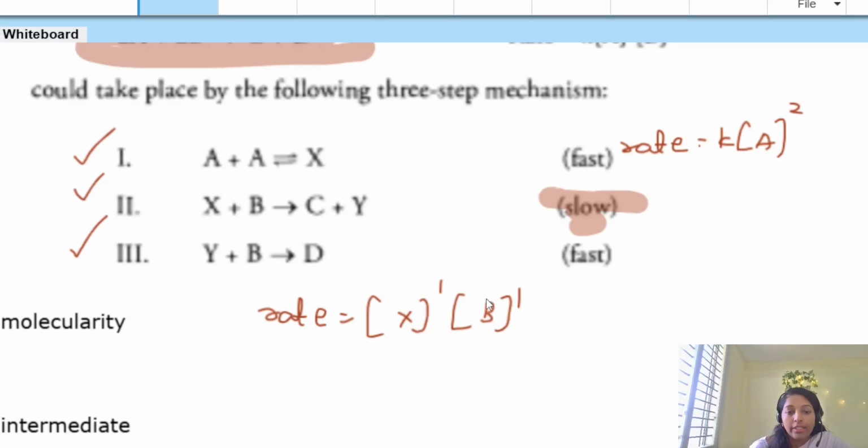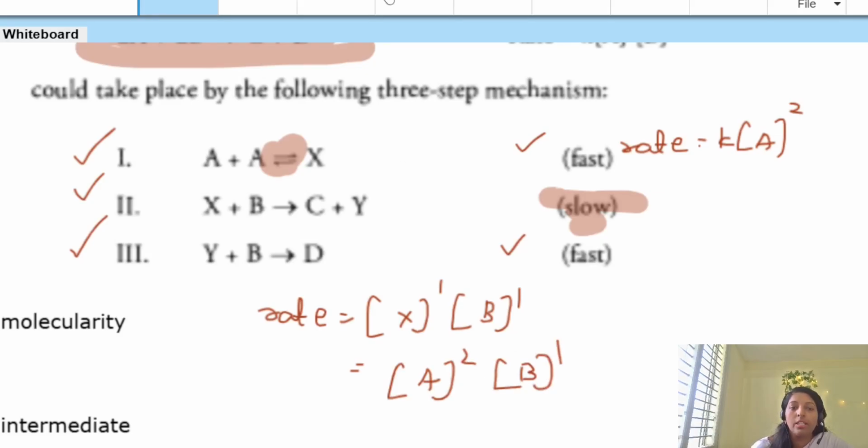Then if any substitution is possible, you can do the substitution. Substitution is usually possible only with a fast equilibrium step. Which is the fast equilibrium step? This one is fast, and this is the fast equilibrium, where both forward and backward reaction are there. So you can substitute X with A plus A, which means you can just substitute X like A squared. So the rate law for this whole reaction is this one.